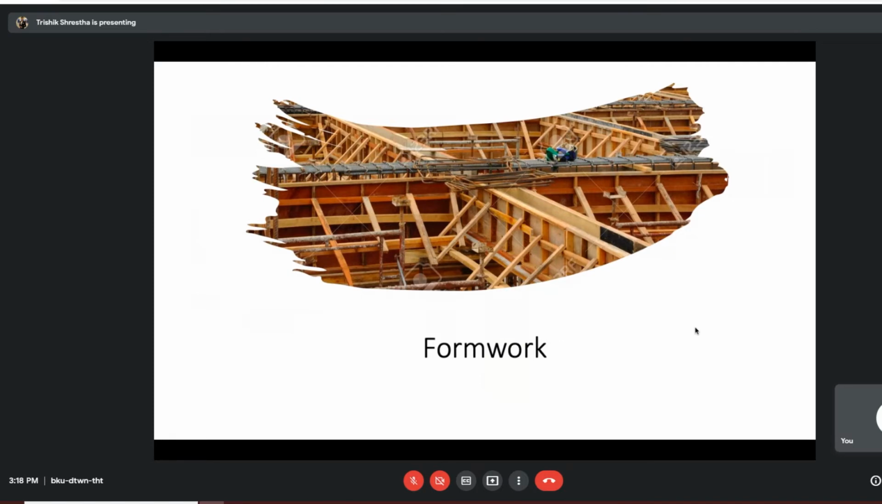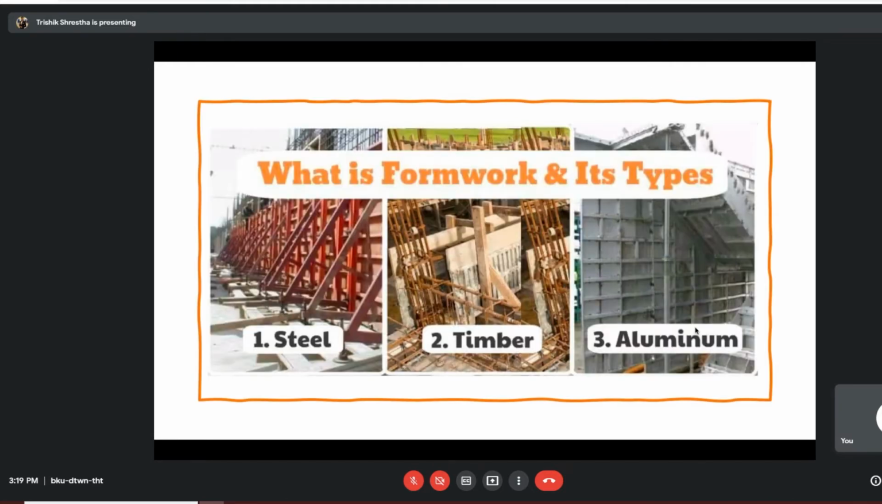And the last one is formwork. The term formwork is basically creating a structure so that you can give the concrete that is being poured a particular form. If you want concrete to be poured in the shape of a wall, the formwork is structured in the shape of a wall, and in between those two sections, the concrete is poured. After a few days, when the concrete has dried up, the formwork is released, and that concrete stays up in that wall shape. That is basically the purpose of formwork. There are basically three types of formwork: steel, timber, and aluminum.